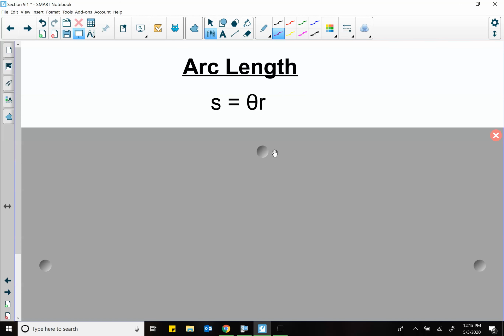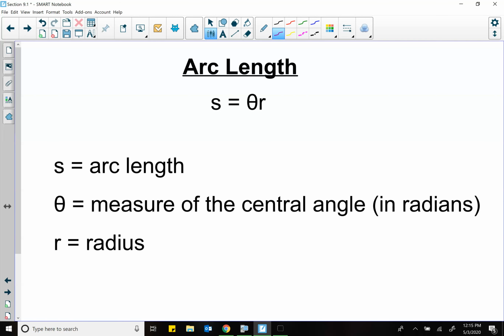So S equals theta r. Let me tell you what those mean. S is the arc length. Theta is the measure of the central angle, and it's in radians. Super important. When we deal with arc length, we are dealing with radians. So that means if they give you something in degrees, you must convert it to radians. And r represents the radius.